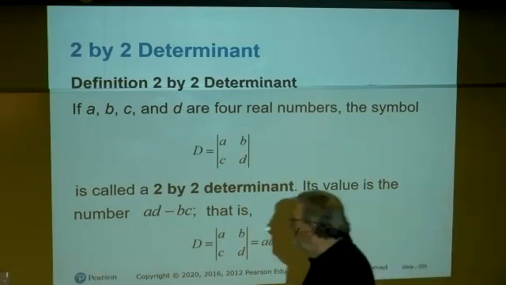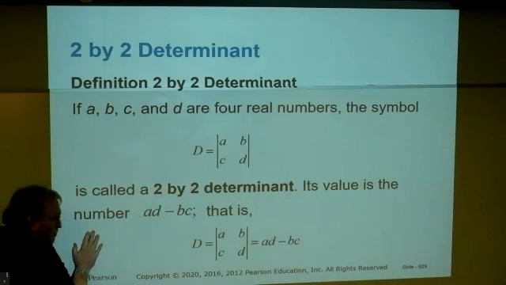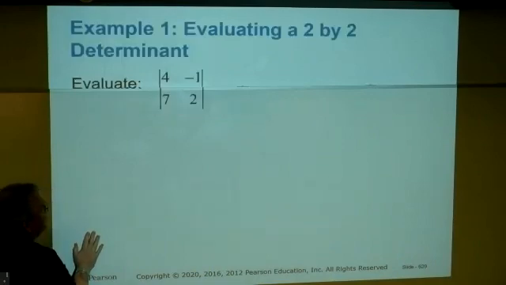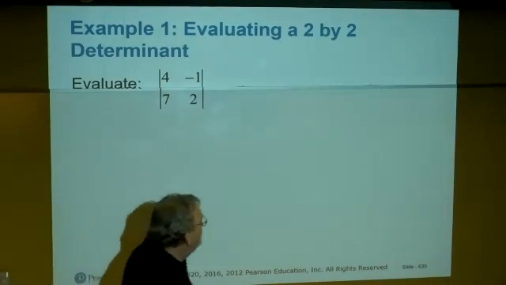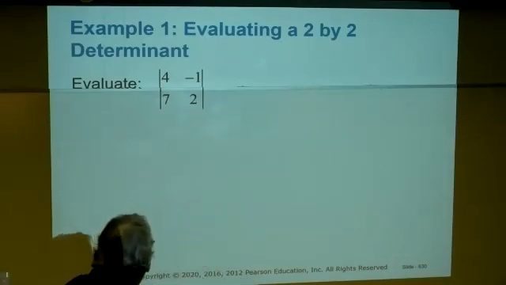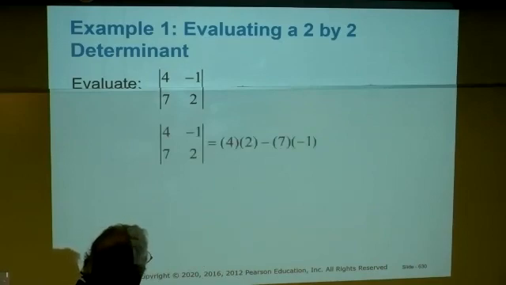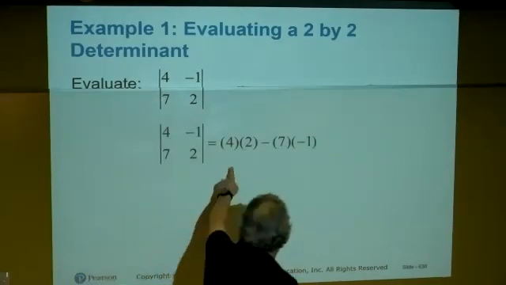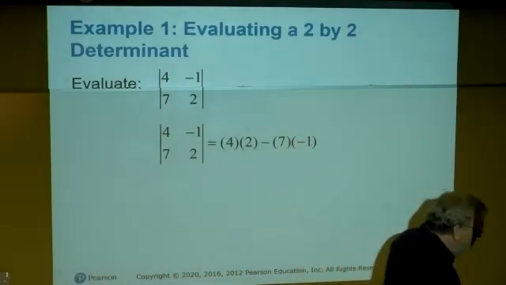All right. Now back to determinants. So to find this determinant, we do 2 times 4, and we're going to subtract 7 times negative 1. So 2 times 4 is 8, and 7 times negative 1 is negative 7.